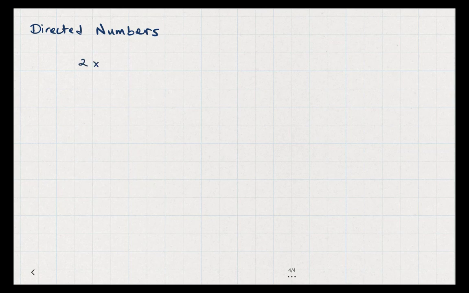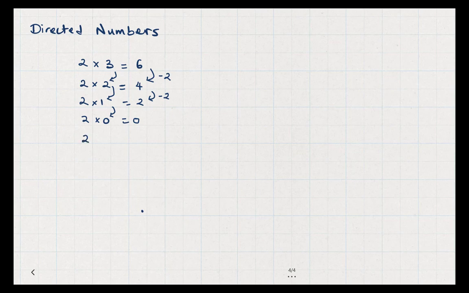2 times 3, which we know is 6. 2 times 2, so we are decreasing what we're multiplying by 1 unit. That gives me 4 because it's lots of 2's. This is going to decrease by 2. 2 times 1, another decrease by 2. We know 2 times 1 is 2. And 2 times 0 is 0. So my numbers have decreased by 2 at every stage.